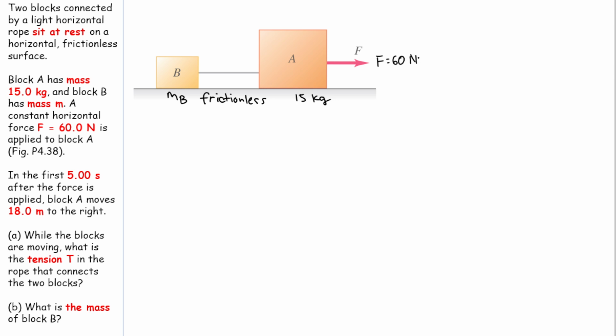In the first 5 seconds after the force is applied, block A moves 18 meters to the right. So we have our X equal to 18 meters, and the time is 5 seconds. While the blocks are moving, what is the tension T in the rope that connects the two blocks? So we need to find this T, and also the mass of block B, right?